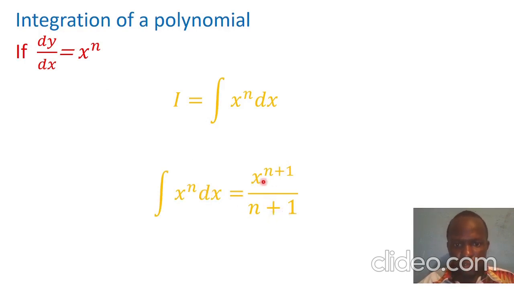So what you're going to do here is to add 1 to n: x raised to power n plus 1 over n plus 1. So you have to add 1 to the power and then you divide by n plus 1. But you'll have to add a constant there, an arbitrary constant. We are going to see in the example that I'm going to show you that there is an arbitrary constant that you need to add.